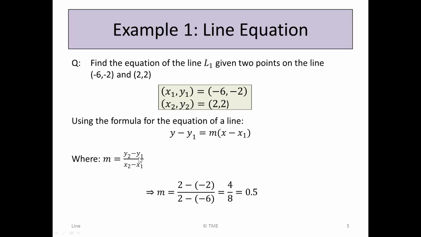So substituting for y2 and y1, for the 2 and the minus 2, we get y2 minus y1 is 2 minus minus 2. On the bottom, x2 minus x1 is 2 minus minus 6. So doing the arithmetic now, 2 minus minus 2 is 2 plus 2, which is 4. 2 minus minus 6 is 2 plus 6, which is 8. 4 over 8 is a half. So we found the slope of the line L1. We know it's equal to a half.